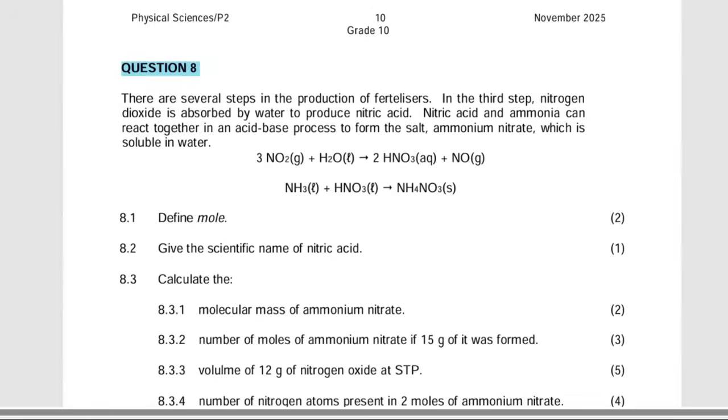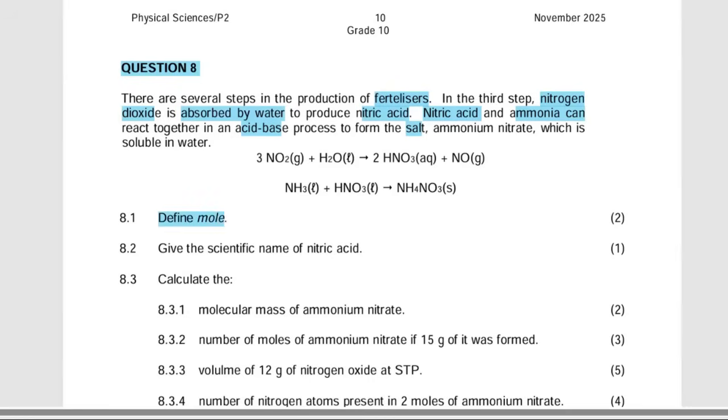Then moving on to question number 8, which is our final question. There are several steps in the production of fertilizers. In the third step, nitrogen dioxide is absorbed by water to produce nitric acid. Nitric acid and ammonia can react together in an acid-base process to form the salt ammonium nitrate, which is soluble in water.